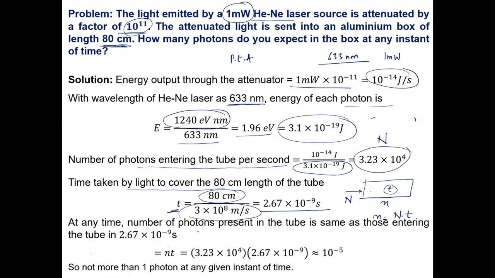So anytime the number of photons present in the tube is the same as those entering the tube within this time, basically we are talking about this n. In this case the small n is the same as the capital N which I denoted, and the number is less than 1. Since this is less than 1, you will not have more than one photon at any given instant of time staying inside this box.